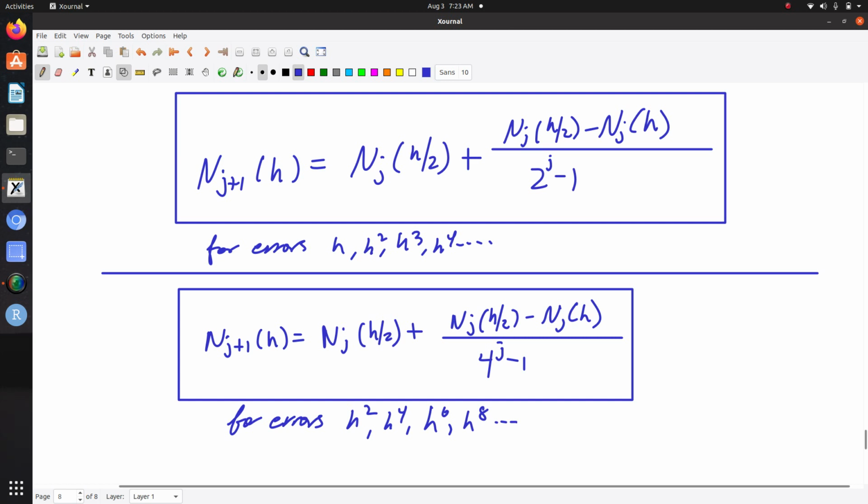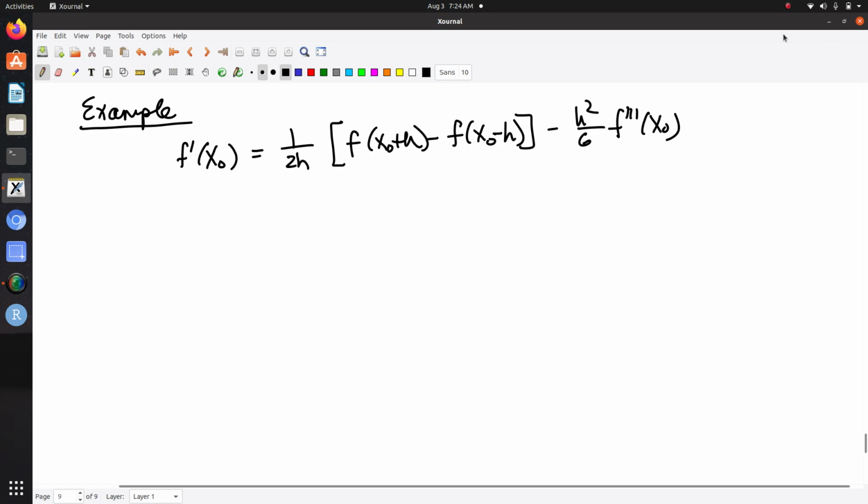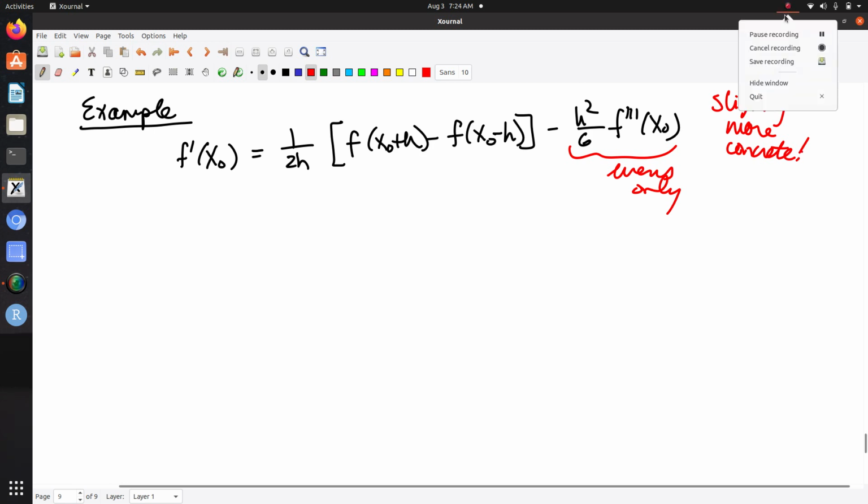Okay, now time for a different kind of example. This is only slightly less abstract, so slightly more concrete for you. But it's still fairly abstract. This is going to be an evens only example, right? Because the first error term that comes out is an h squared. So let's set this up.